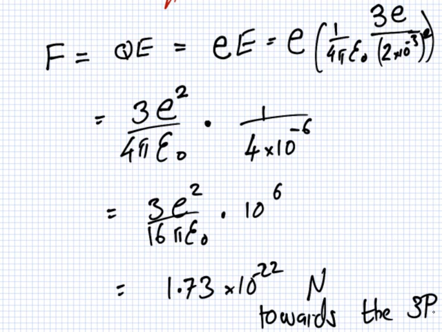V over d is when you have 2 plates. This one is when you have a point charge. In both examples, did I need to use this formula? Yeah, I always need to use that. It's what I use to get the E, the electric field strength. Okay, continue.